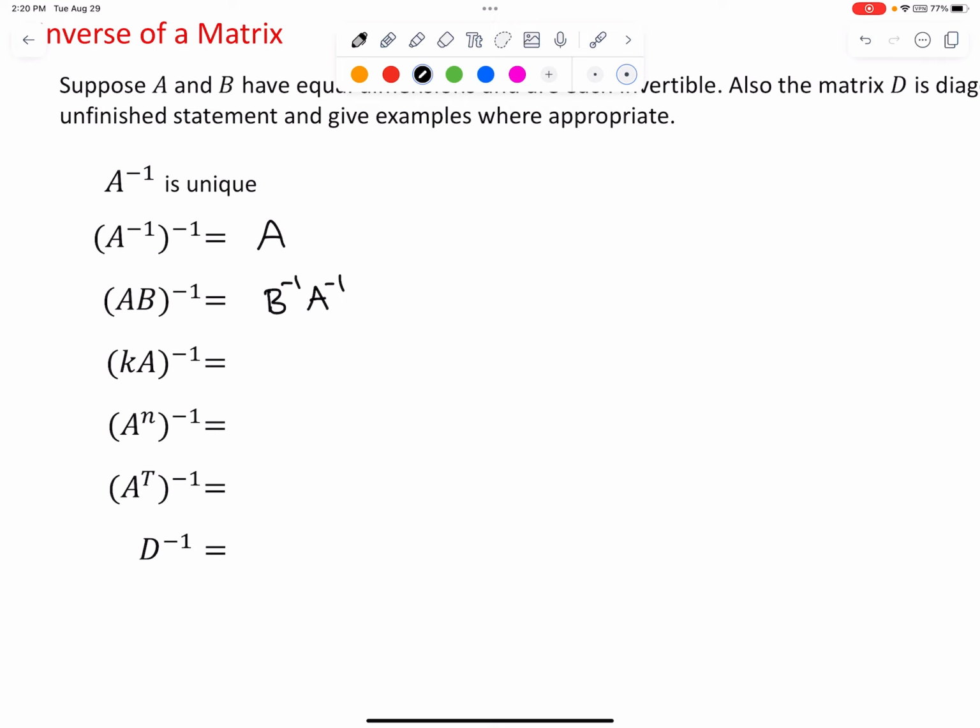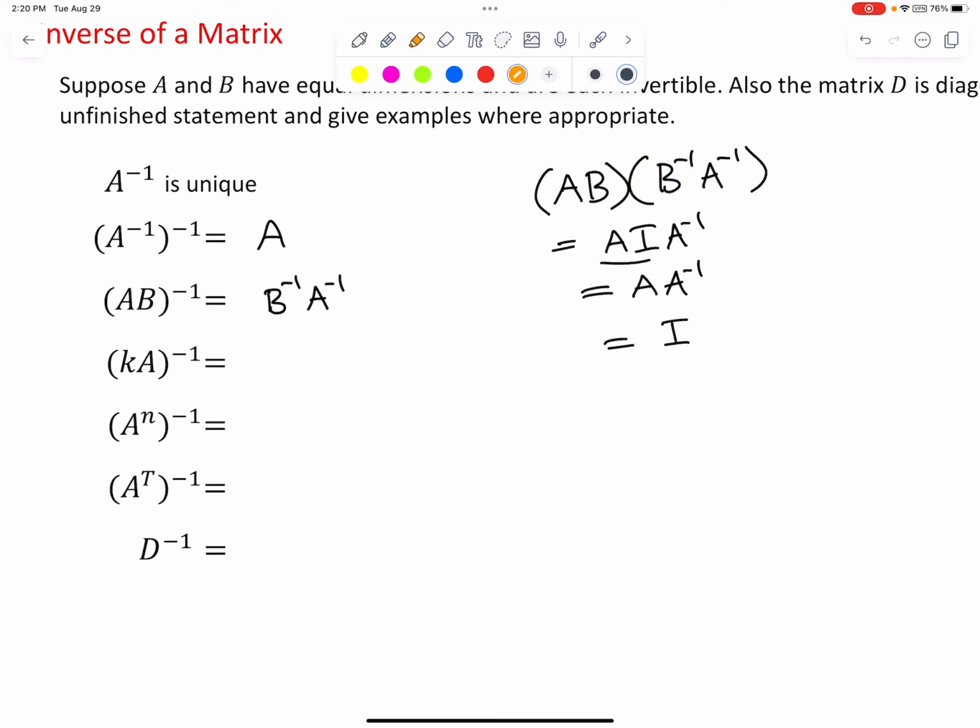Let's verify why that's the case. So AB times B inverse A inverse, let's see what this would become. Well, because of the associative property of multiplication, I can multiply these two interior matrices together first, and B times B inverse is the identity. So this gives me AIA. The identity times anything doesn't change it, so I'll multiply A times I and just get A. And now I have A times its inverse, so in the end I get I. This matrix times this matrix gives the identity. So they must be inverses of each other. So the inverse of a product is the product of the inverses in reverse order, as long as all the A's and B's are all invertible.